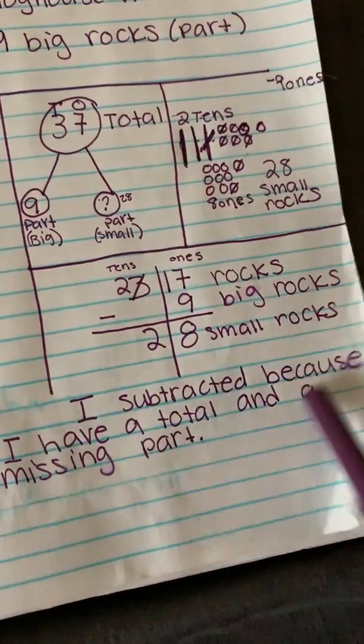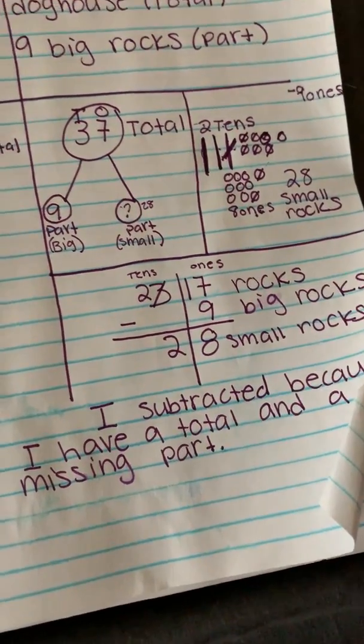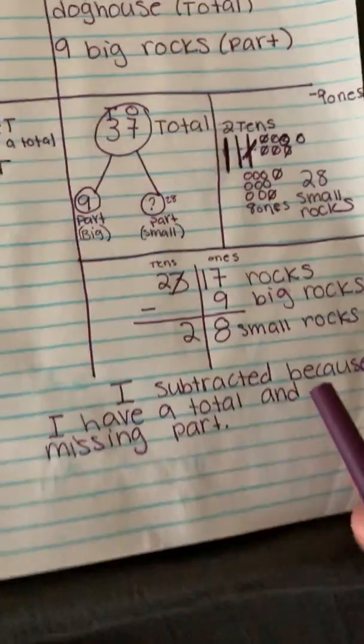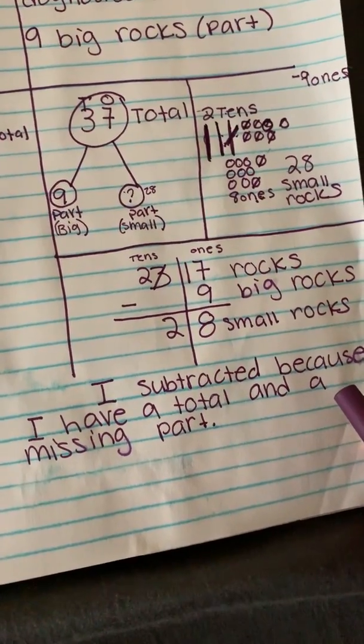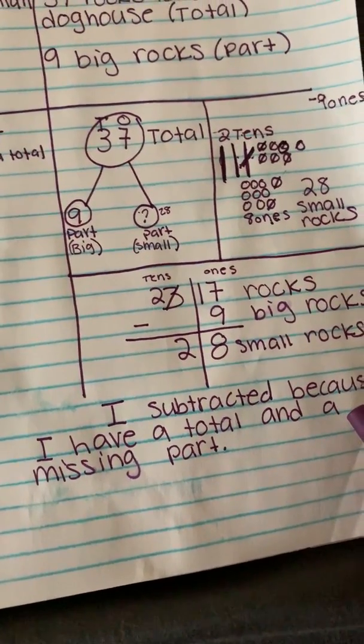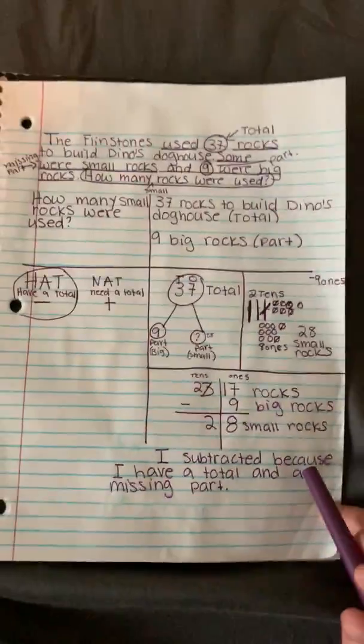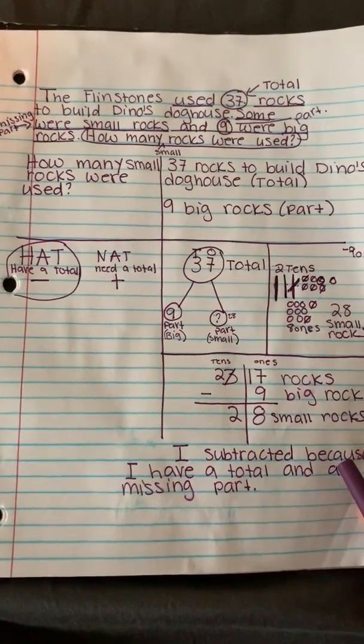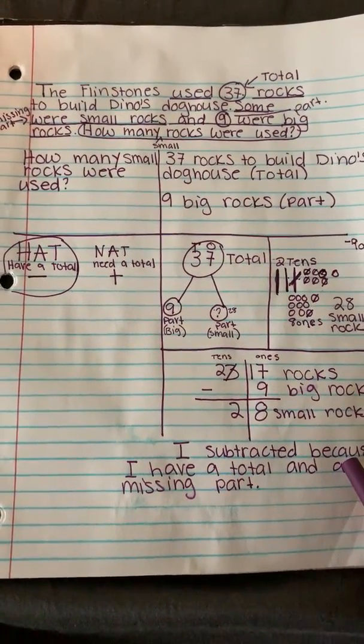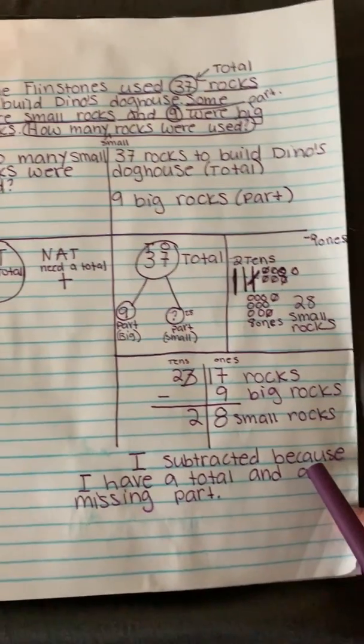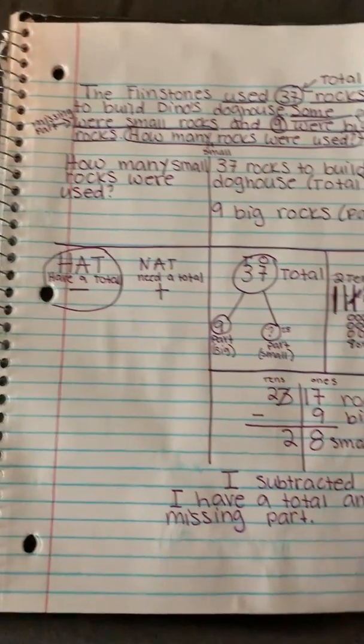And this is my justification down here. They had to justify why they added or subtracted. So I wrote I subtracted because I have a total and a missing part. So this is our problem solving we have been doing in class. If you have any questions, please let me know.